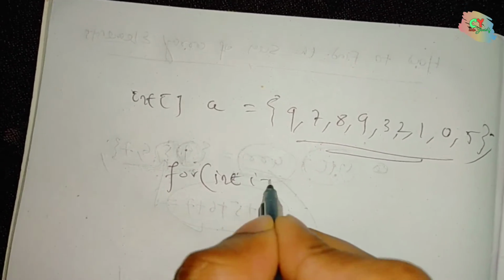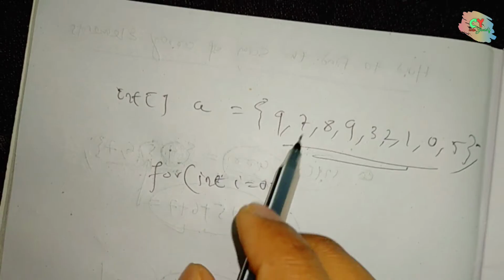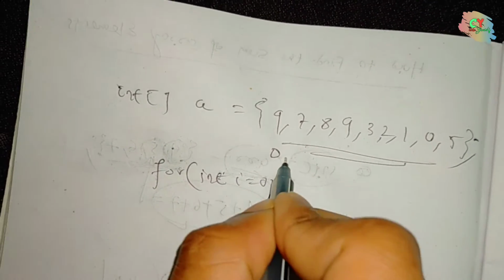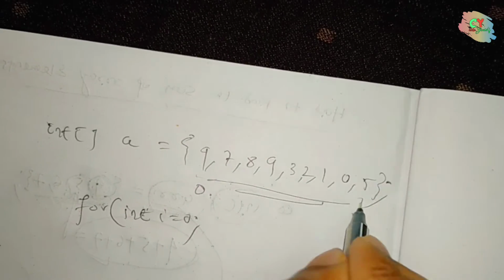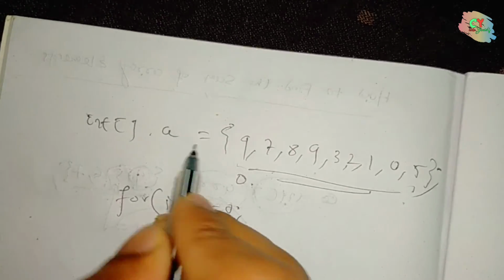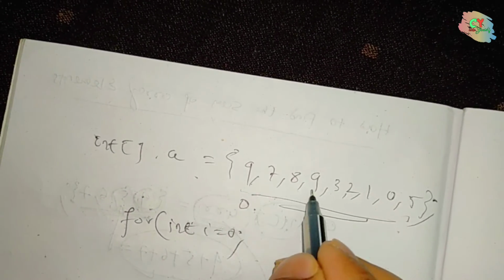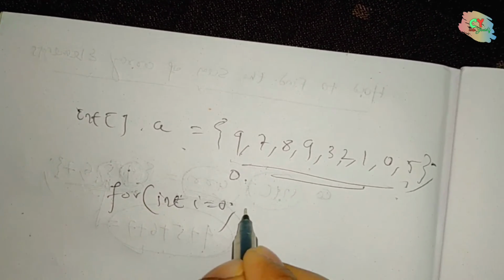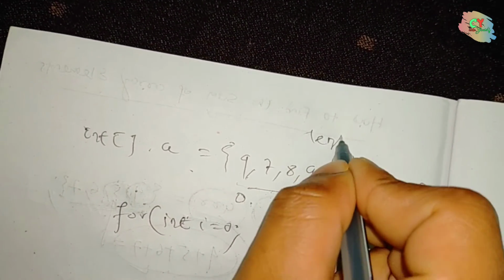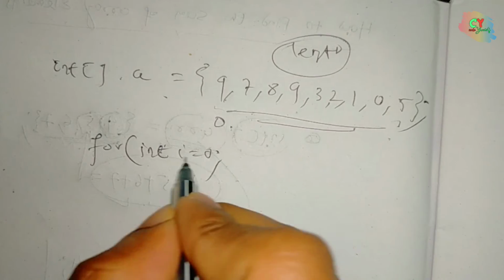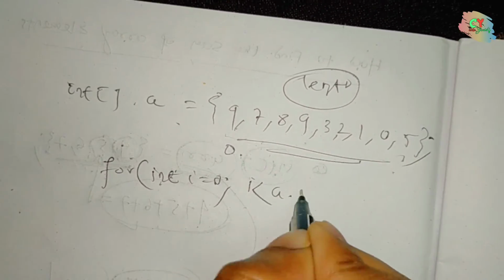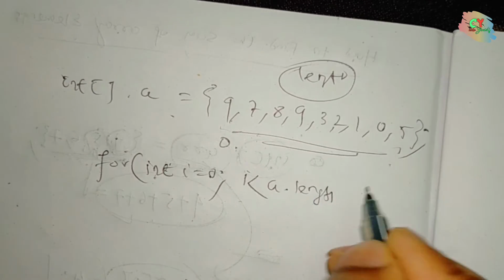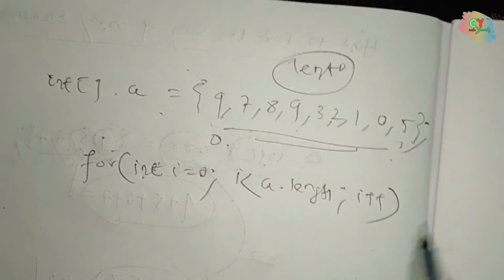For int i equal to 0, here the index starts from 0 and it goes up to how much? It goes up to the length of the array minus 1. The length. How you can find the length of the array? By using the length method. Here int i equal to 0 and i is less than a dot length and i plus plus.